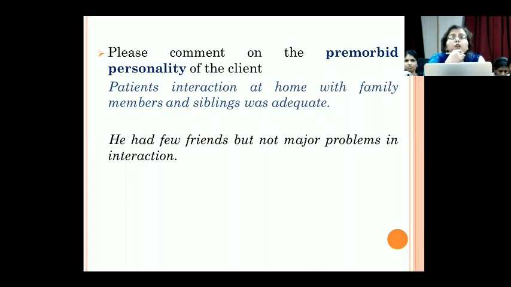So there's a component of pre-morbid personality. The patient's interaction at home with family members and siblings is adequate. He had few friends pre-morbidly, but there were no major problems in interaction.